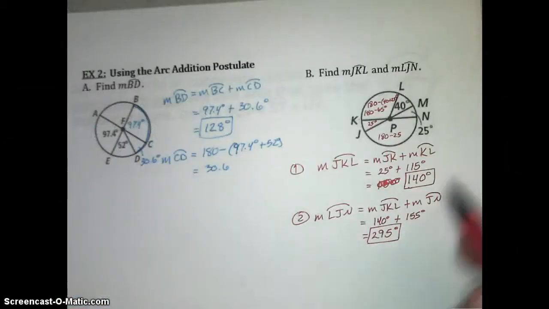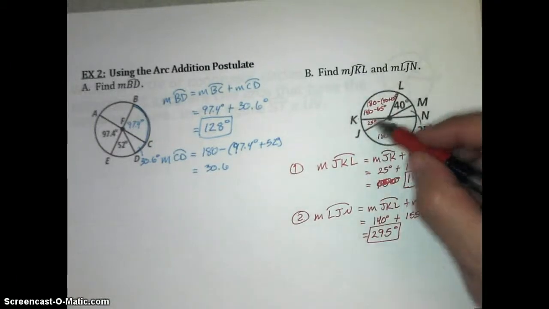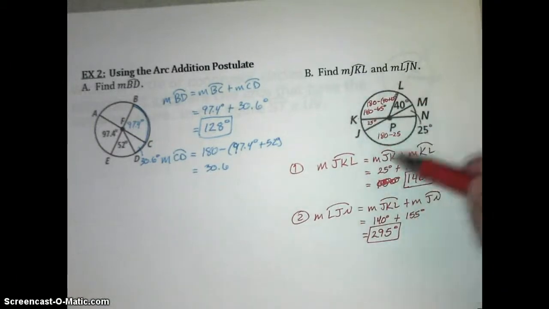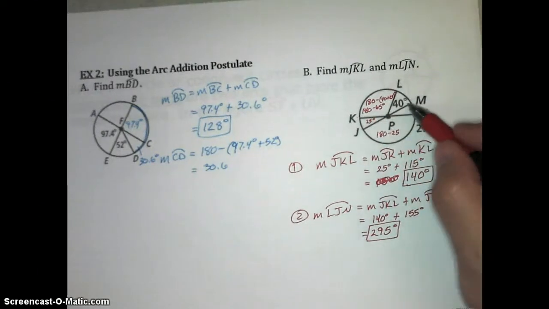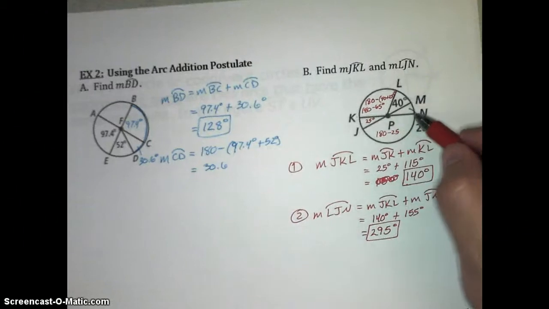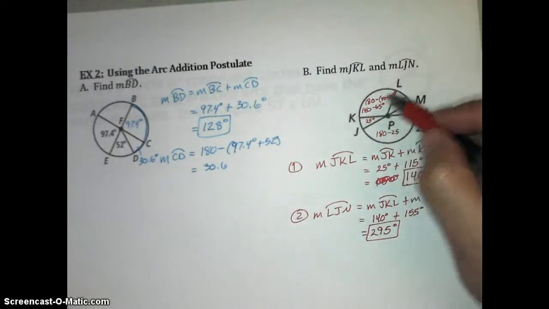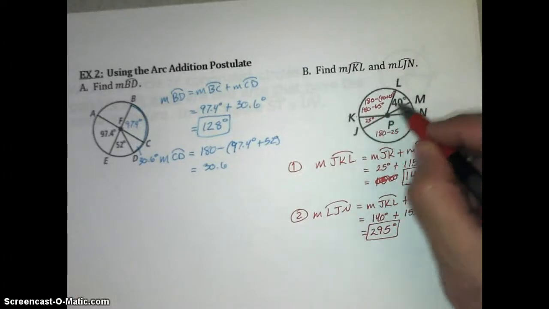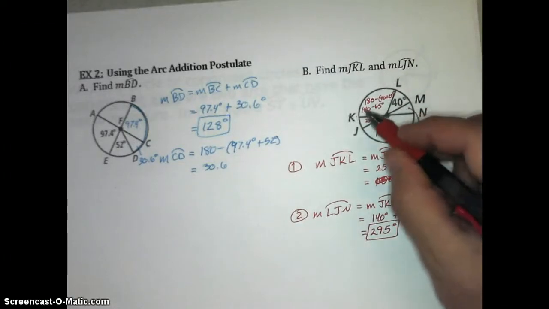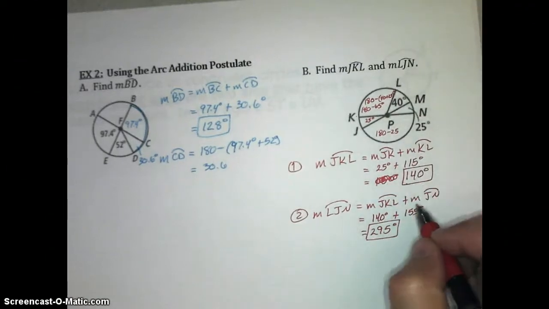Alright, number 1, the first part of B is to find the measure of arc JKL. We know that JKL is formed by arcs JK and KL. So JK is vertical with arc MN, by vertical angles. So if this is 25 degrees, this is 25 degrees. And arc KL, we're going to take 180 degrees minus the 40 and 25 here, or 180 minus 65, and get 115. So when I add those together, I get 140 degrees.